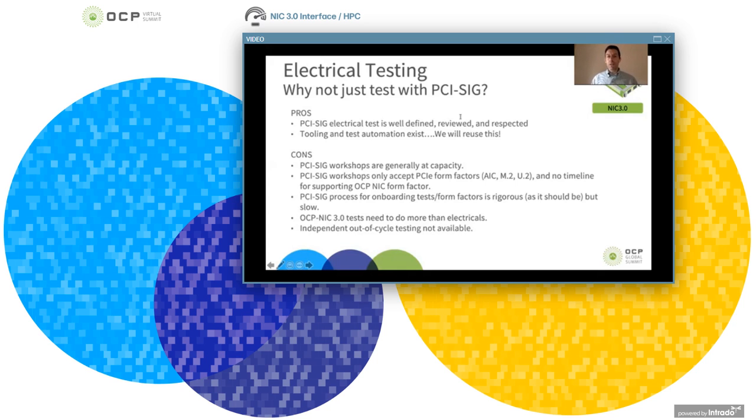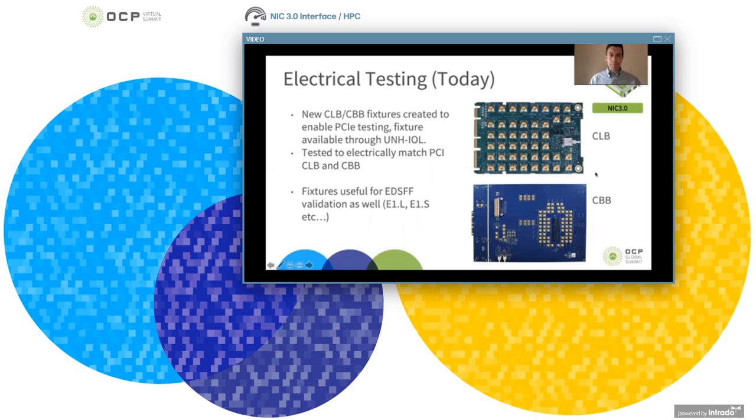Also, the process for onboarding new tests and form factors in PCI SIG can be difficult. There's a great deal of rigor there, and there should be. That's what's allowed the PCI SIG program to be so thorough and well regarded over the years. Further, the PCI SIG program is focused on electrical and protocol testing. It doesn't address the management and thermal aspects of testing OCP NIC 3.0, which is so important to this form factor. So we really want to use what's best from the PCI SIG program on the electrical testing front, but also add on to it to really test everything we need to test with respect to OCP NIC 3.0.